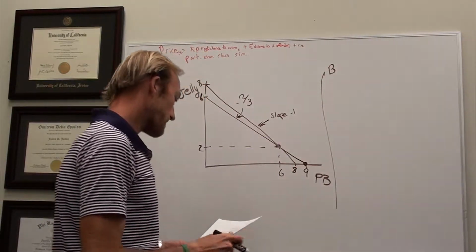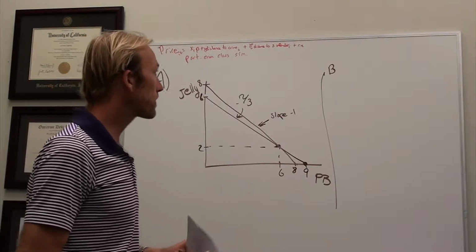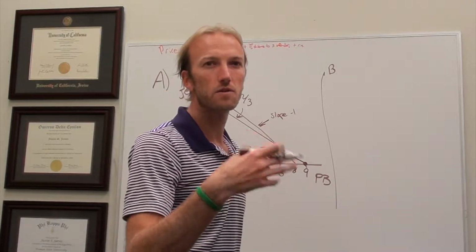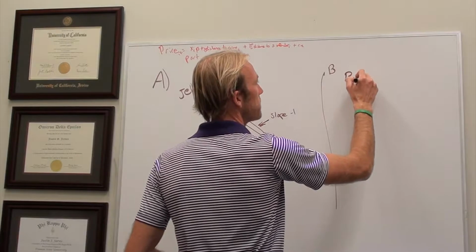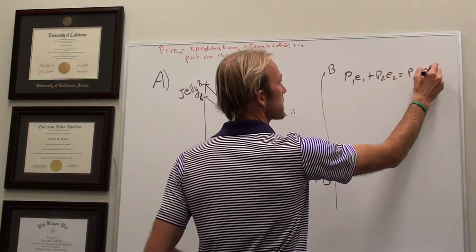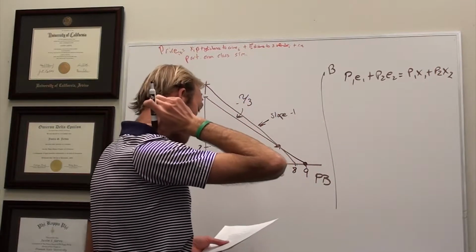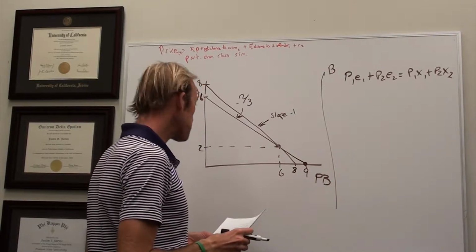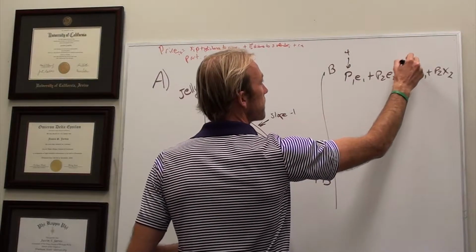And so basically what it asks us to do is write down the equation representing the budget line. Remember, it's always income is equal to expenses, or expenses equal to income. So in general, I'll have P1E1 plus P2E2 equals P1X1 plus P2X2. Well, we do know some of these, right? We do know that P1, the price of peanut butter, is 4.